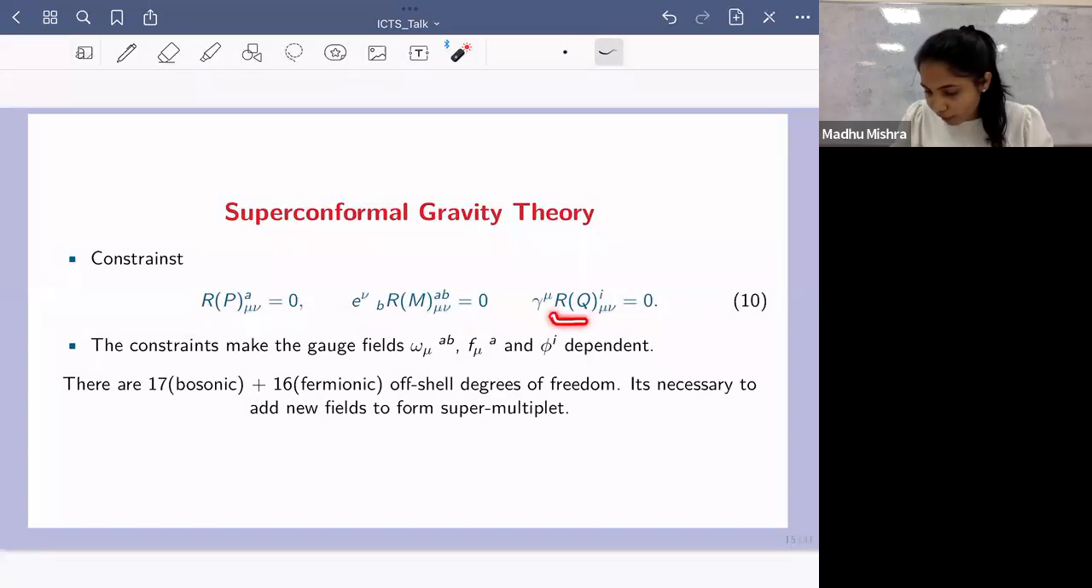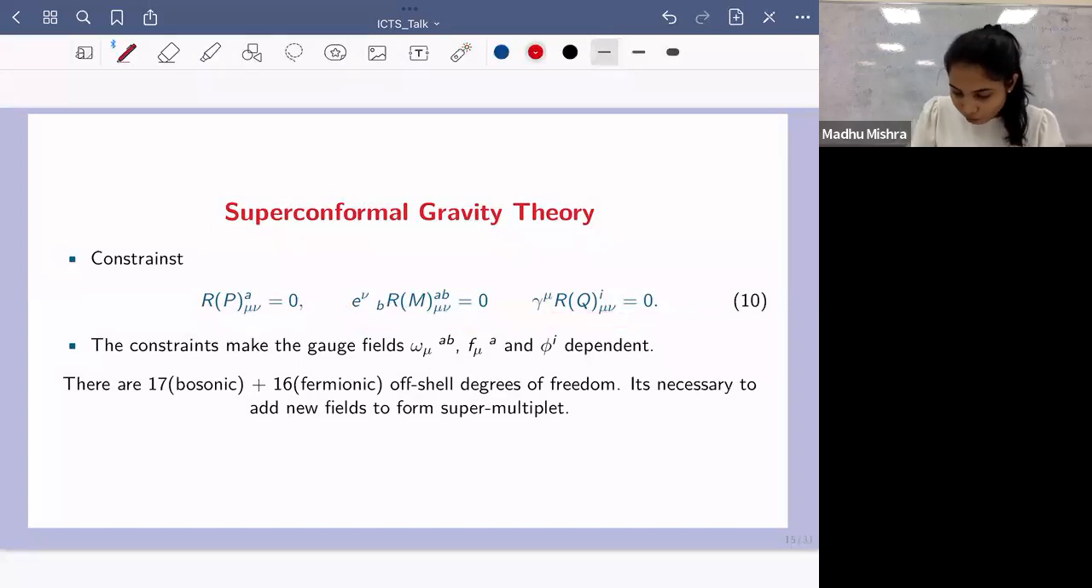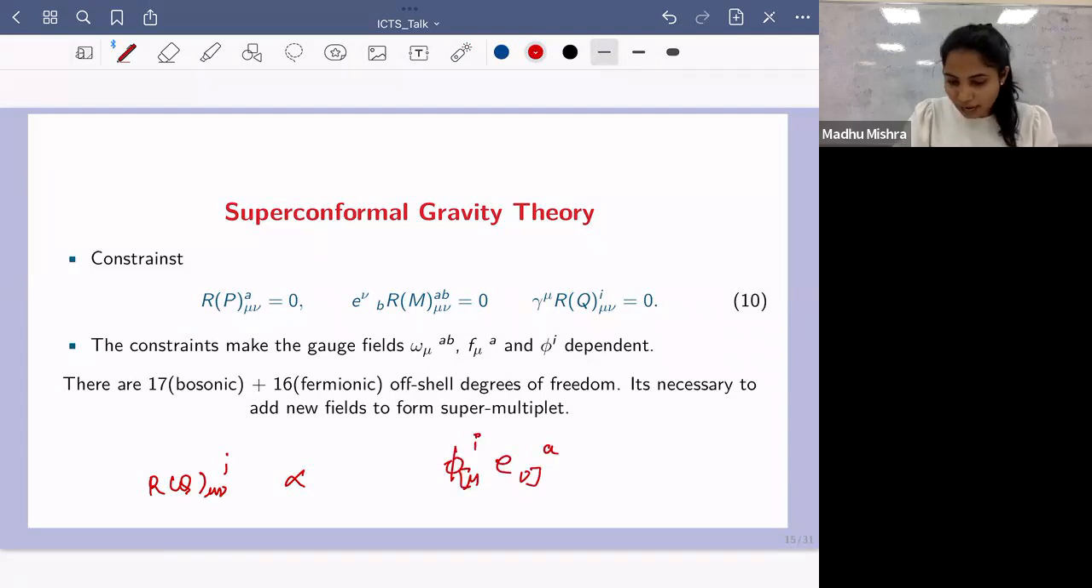And also, if you look at the curvature of Q SUSY, we can see that it is proportional to a term like this, which means this S SUSY, the phi, is the gauge field corresponding to special SUSY. So this appears algebraically in this curvature. So after imposing this constraint, we can also obtain phi mu I as a dependent field.